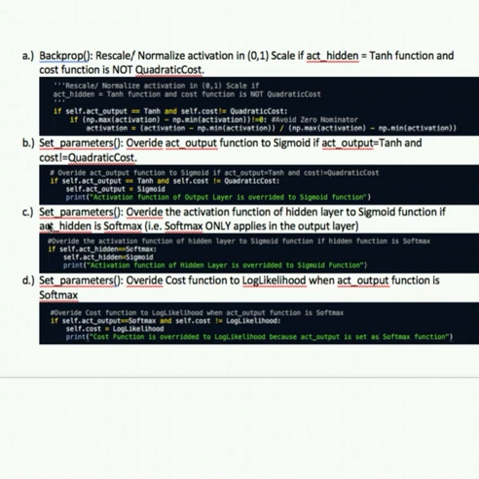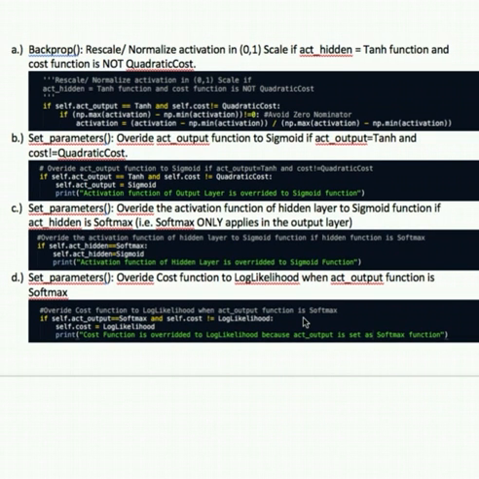And the third one is in the set parameters function: we override the activation function of the hidden layer to sigmoid if the hidden activation function is softmax. That basically means that softmax is only applied in the output layer. And the fourth one is in the set parameters function: we override the cost function to log likelihood when the output activation function is softmax. That's all the rules applied on the activation functions.